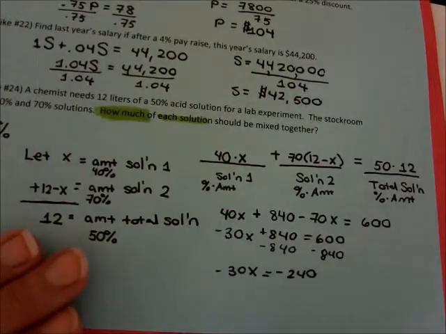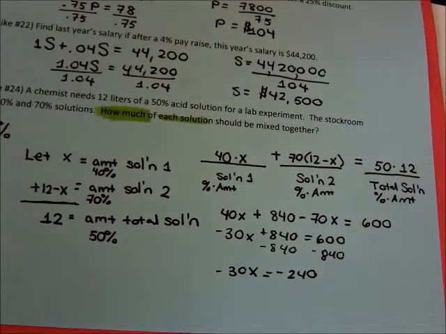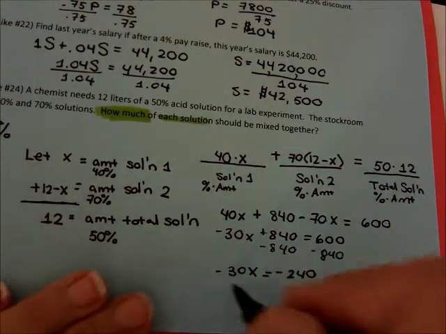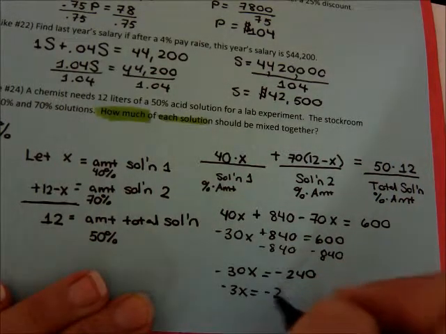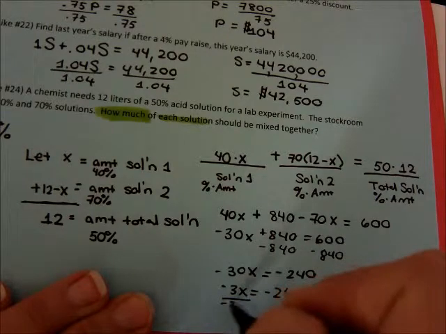Ooh, what's that rule about having matching zeros at the end? Cross them out. I'm really dividing by 10. So it's just negative 3x is equal to negative 24. So divide by negative 3.